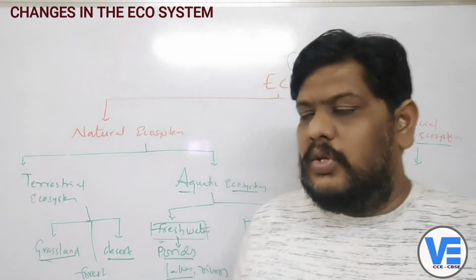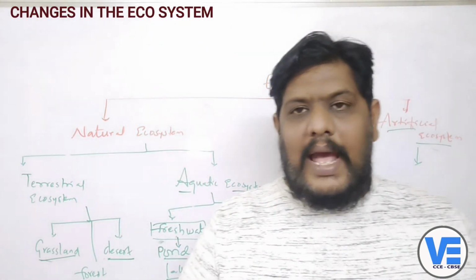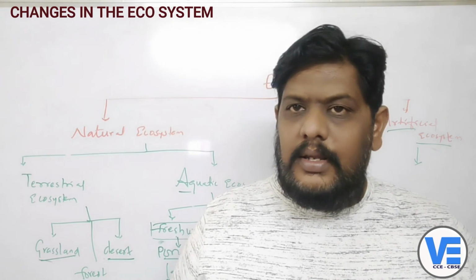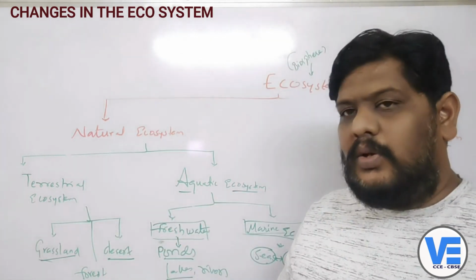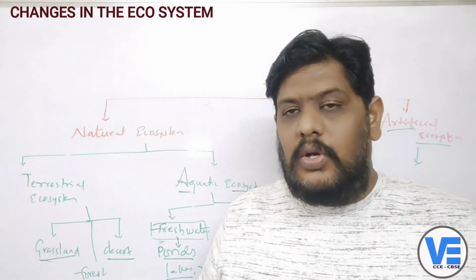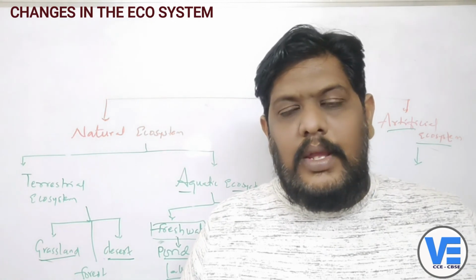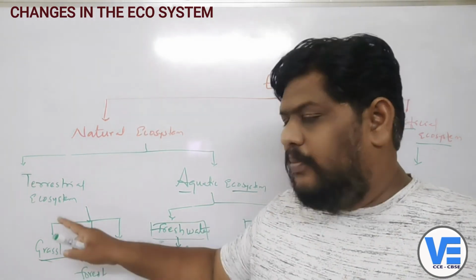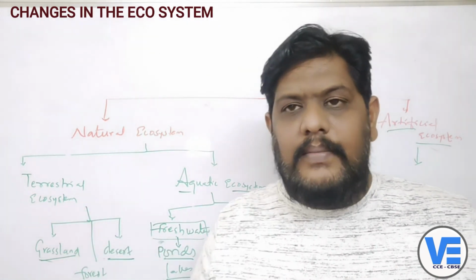Okay children, this is the introduction about the natural ecosystem and the artificial ecosystem and their divisions. This is a flow chart which you ought to draw in your classbooks or homeworks. This is very important, because we are going to learn about each and every ecosystem in the coming classes.